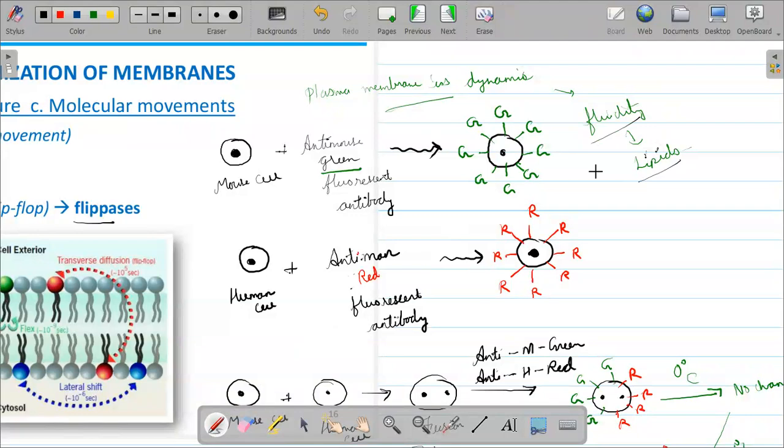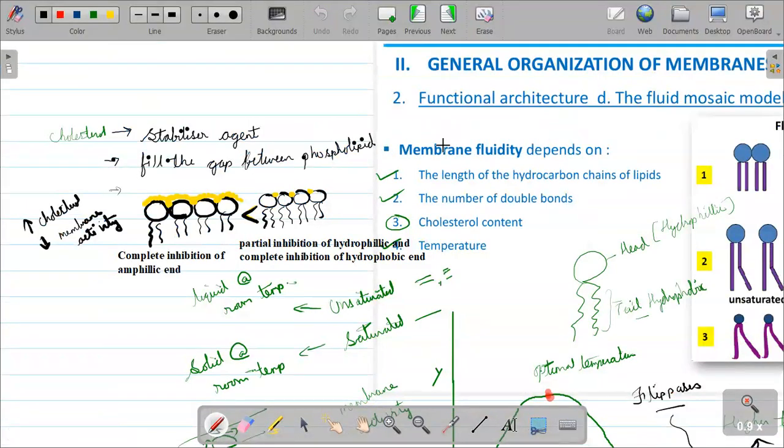I understood, sir, but in the previous class you said that for the plasma membrane to be dynamic, we also need cholesterol, sir. Yes, we require cholesterol because without cholesterol the plasma membrane cannot function, but all required at the optimum level. The point I've given is that an increase in cholesterol above normal will decrease the membrane activity.